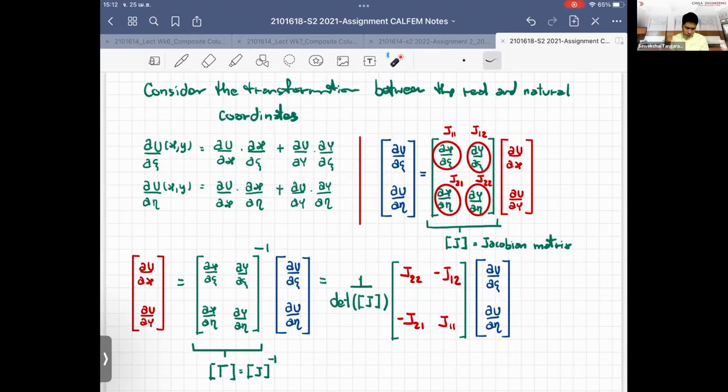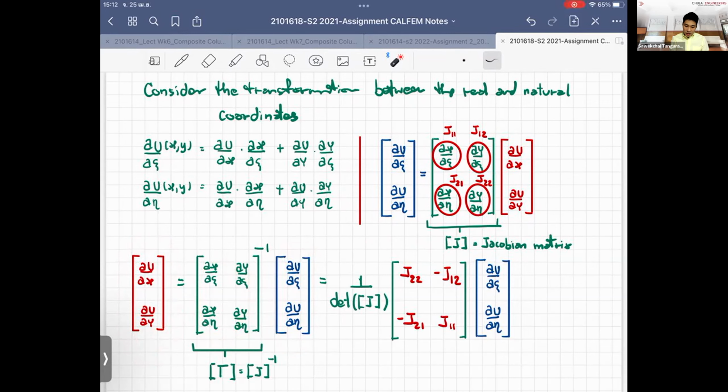Sorry, this is the derivative of u in terms of the natural coordinate xi and in terms of the natural coordinate eta. By doing this, you can make the relationship between the first derivative of any displacement function in terms of the natural coordinates to match with the coordinates in x and y. And we take the inverse, and this is what we call the Jacobian matrix. We take the inverse of the Jacobian matrix. You can get the transformation from the real coordinate to the natural coordinate.